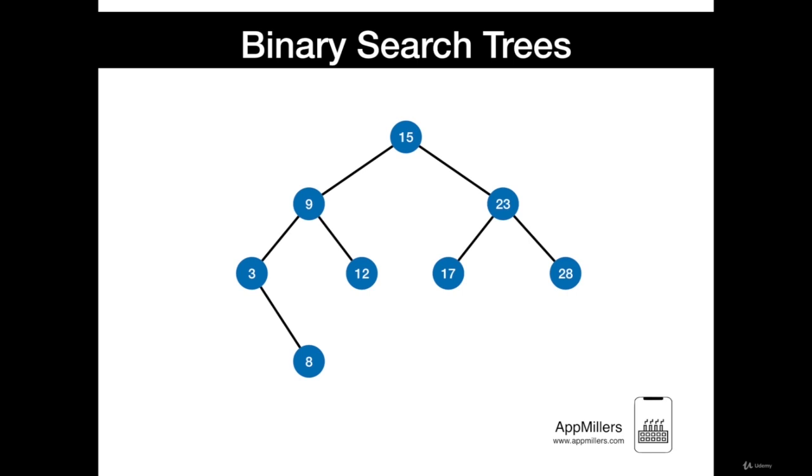All nodes are greater than the nodes in their left subtree. For example, the node 9 is greater than the other nodes in the left subtree. Likewise, node 15 is greater than other numbers in its left subtree. The second property is that all nodes are smaller than the nodes in their right subtree. For instance, node 15 is smaller than the other numbers in its right subtree.